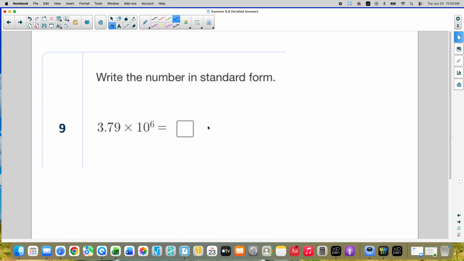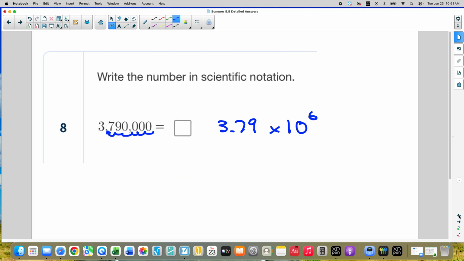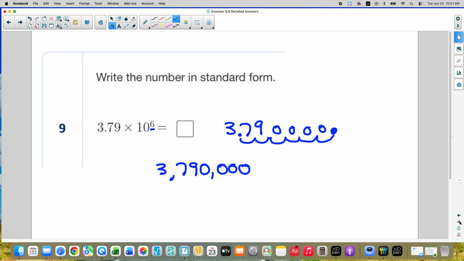Write the number in standard form. So if we're going to convert it to standard form, we're going to take that decimal and move it 6 places. 1, 2, 3, 4, 5, 6. We move the decimal and we add the zeros. So that's going to be 3,790,000 would be my answer. Just making sure, looking at the work. Yep, those two are identical to each other. It's just going in the other direction.